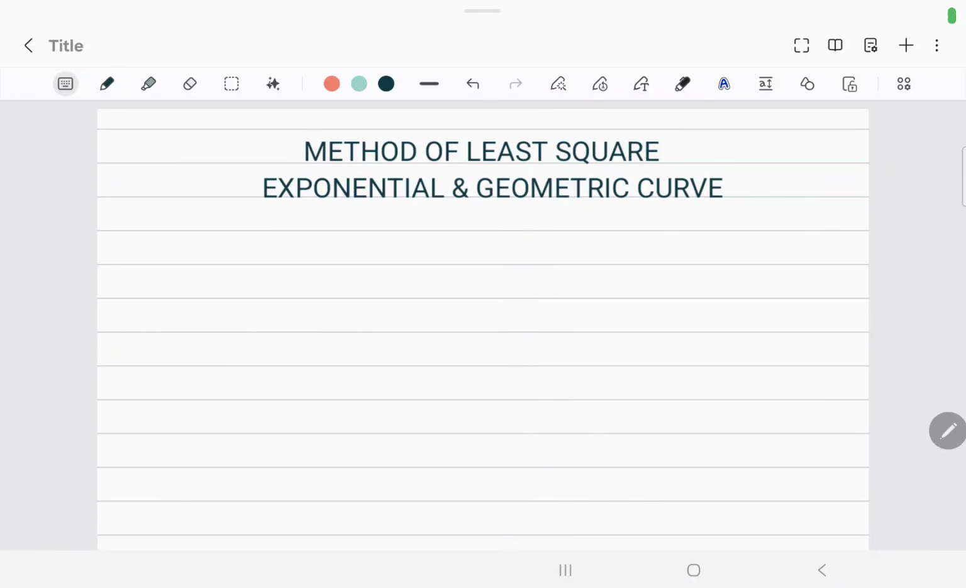Hello students, let's come to the second part of module 1, which is curve fitting, that is method of least square for exponential and geometric curve. In the previous video we have done straight line and parabola. Now let's start. When I say exponential, it means I am talking about this type of curve.